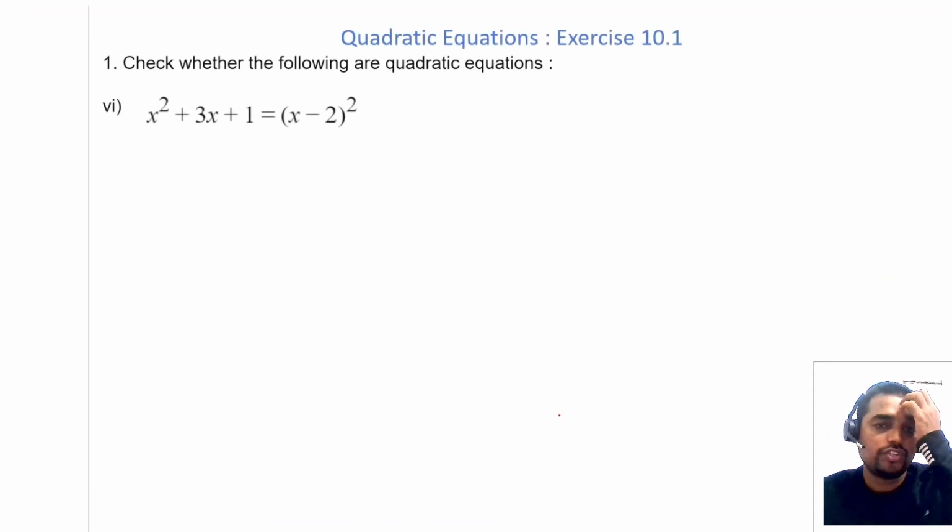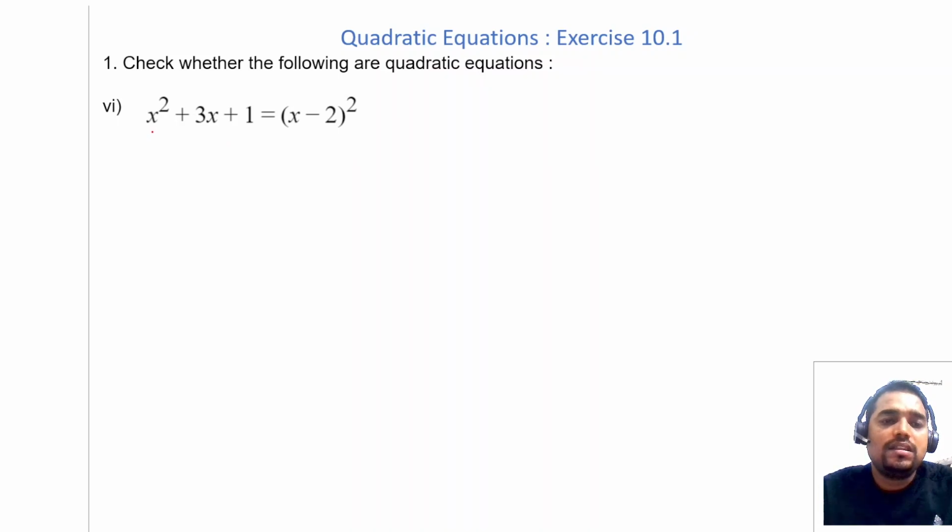Now we will move to the question. So here an expression is given which is x square plus 3x plus 1 equals x minus 2 whole square. We will have to simplify this particular expression, and the final simplified equation that we get, whether it is quadratic or not, is what we have to assess.